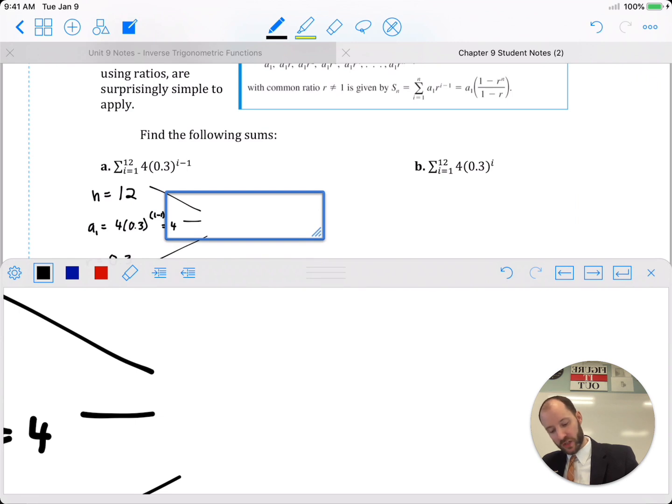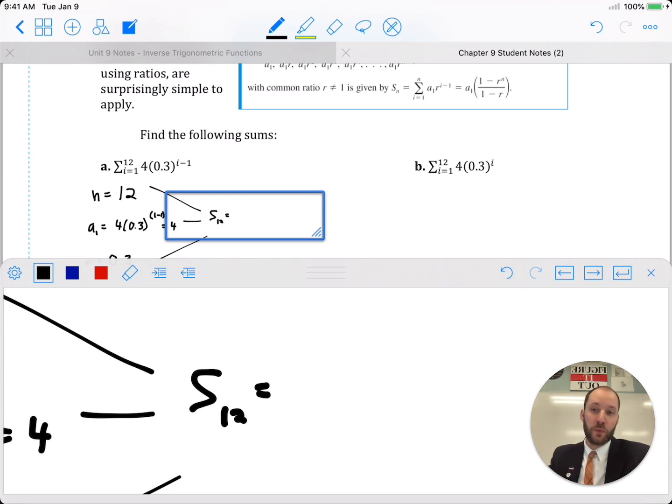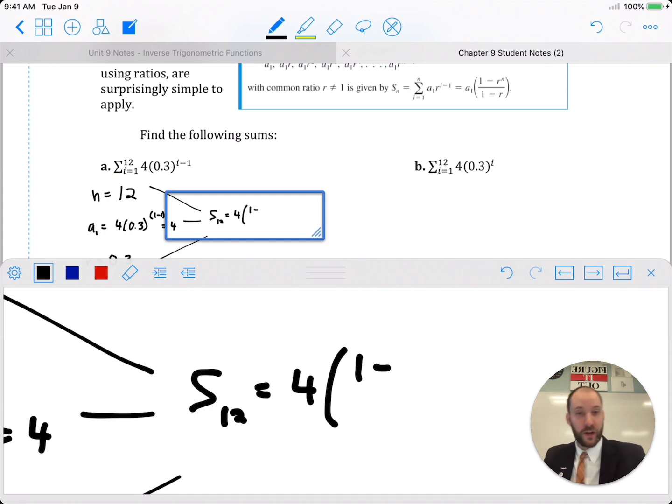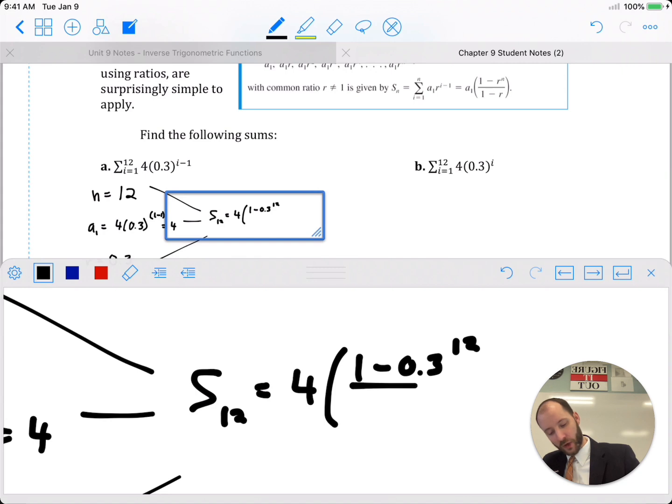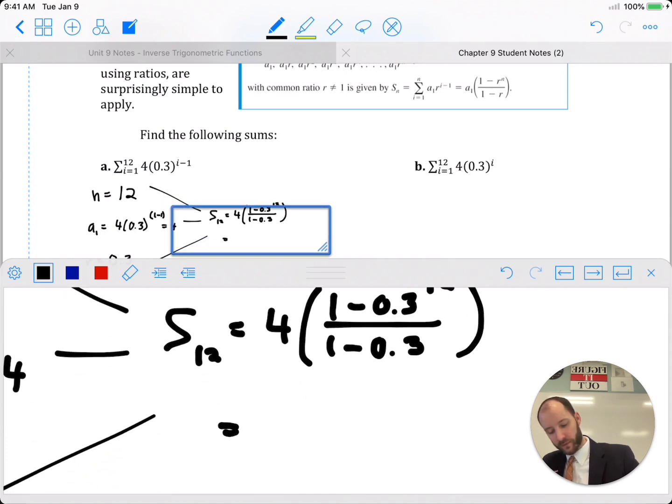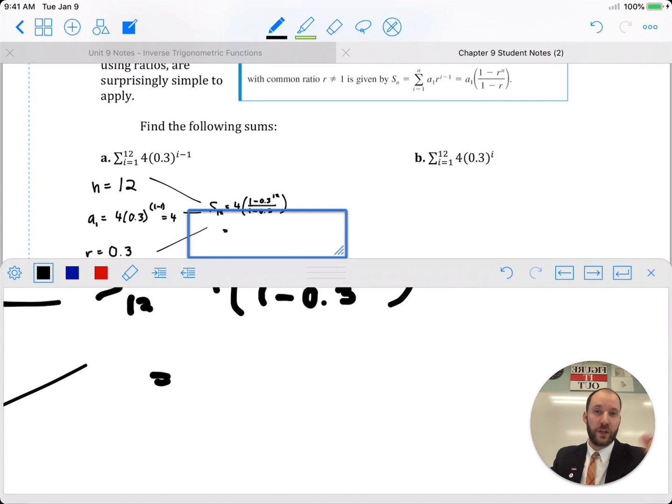Our summation of the first 12 is a sub 1, which is 4, times 1 minus our ratio, 0.3, to the 12th power, over 1 minus 0.3. And you plug all that into a calculator, you get about 5.714.